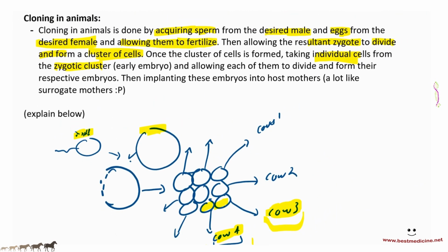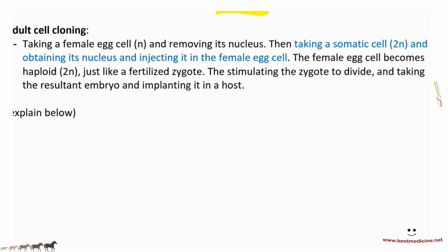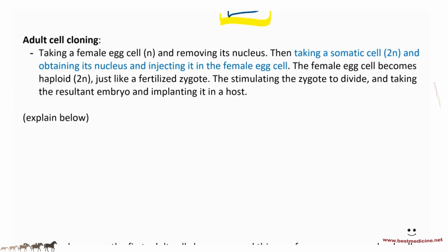Another way of cloning is called adult cell cloning. Adult cell cloning is that we take a female egg and remove its nucleus, and then take a somatic cell and obtain its nucleus and inject it in the female egg cell. What did I just say? That makes no sense. Let me just explain this to you, okay?